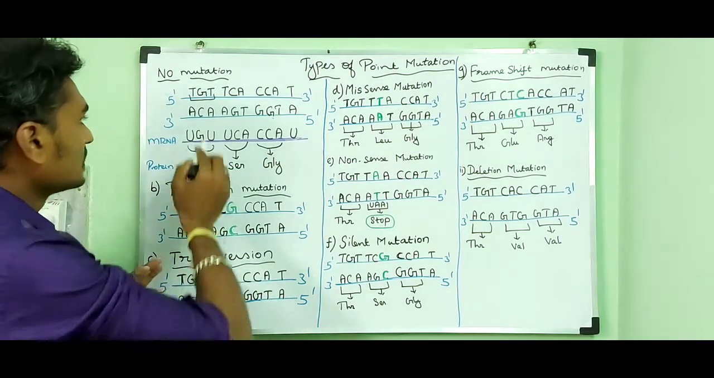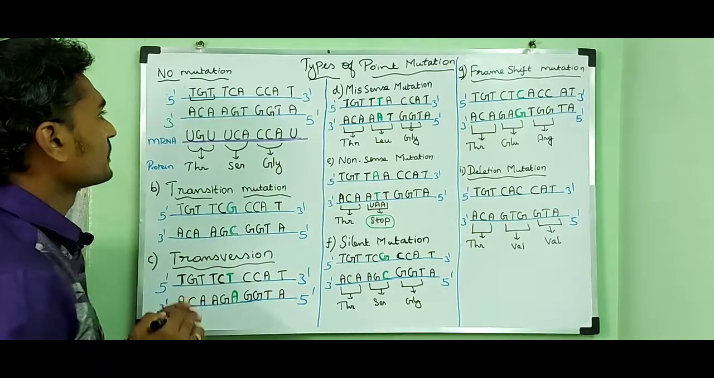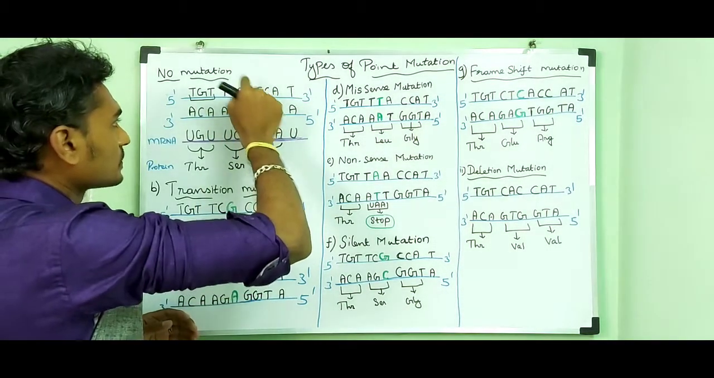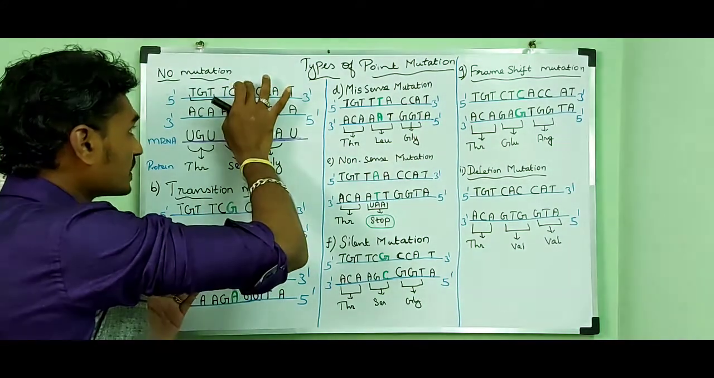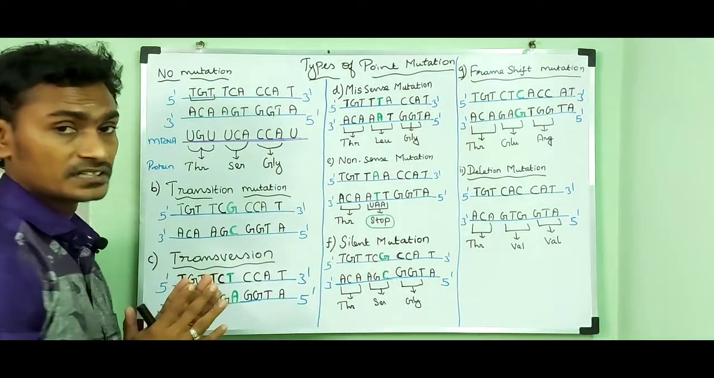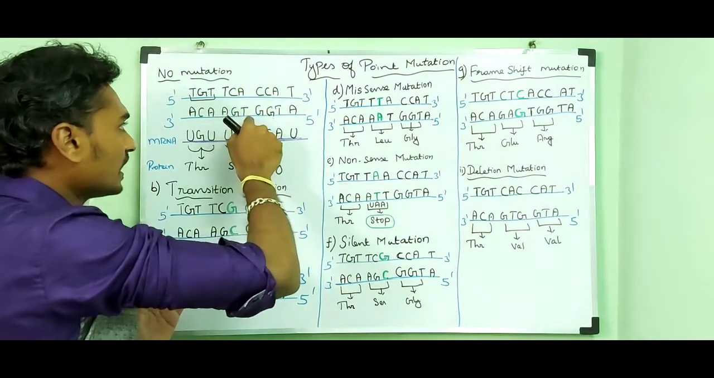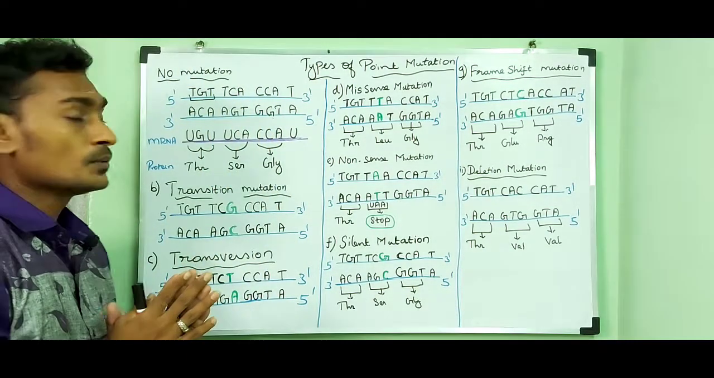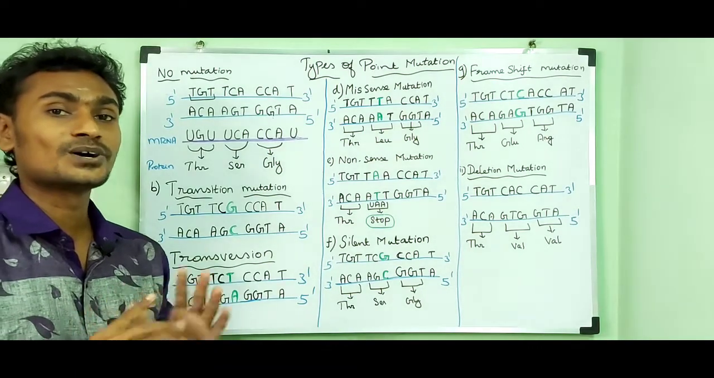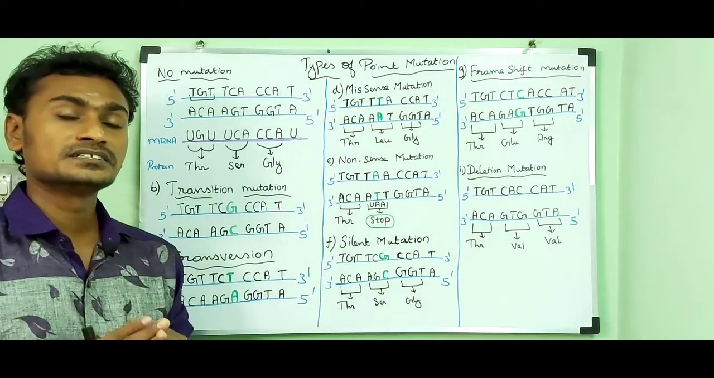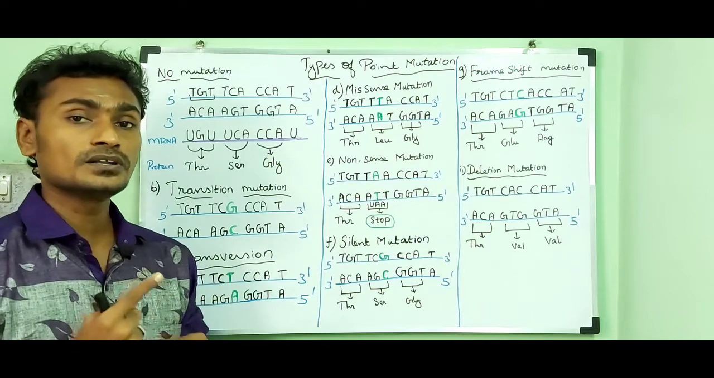This is the DNA molecule. This is the coding strand, and this is the template strand. That means this is the sense strand, and this is the antisense strand. The DNA undergoes a process called transcription.